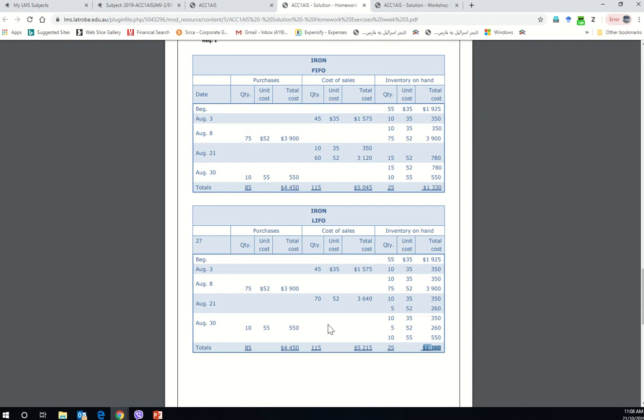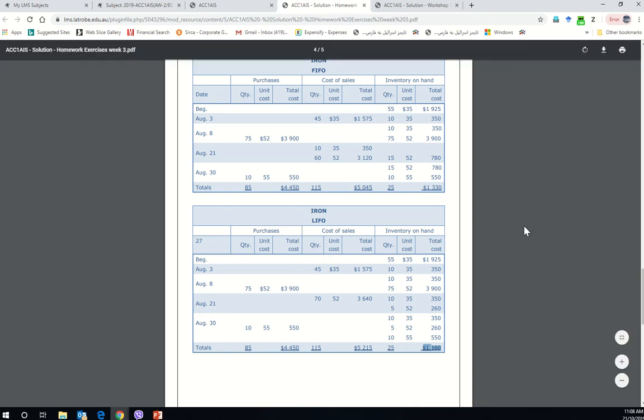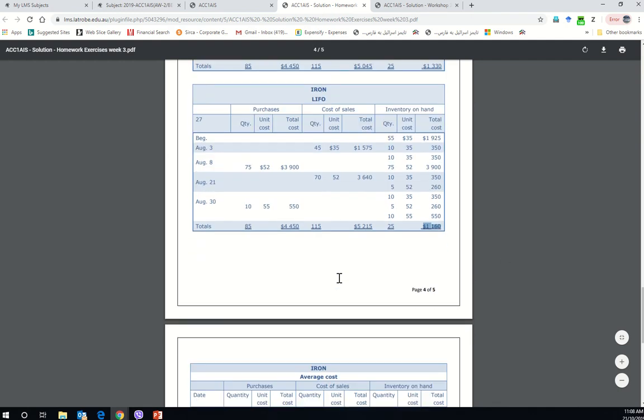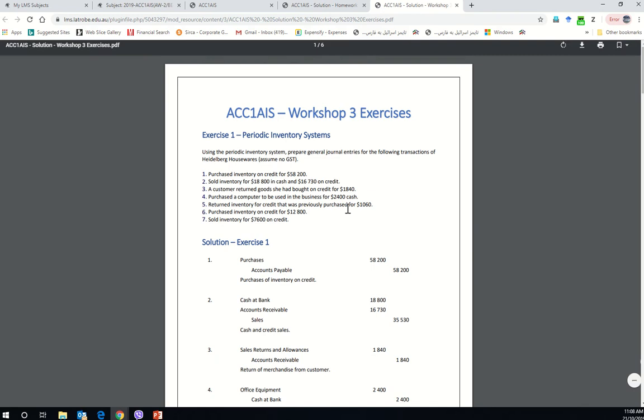You also need to be able to explain the differences between these three methods for exam purposes. Now, in the exam, if you are given such a question, obviously you need to draw tables, and have columns for every activity that you have, including purchase activities, calculation of cost of sales, and calculation of the ending balance under each method. So make sure you are able to draw tables for these three methods, including FIFO, LIFO, and the average cost method. Let's have a look at the workshops.